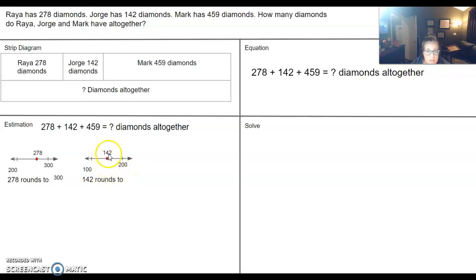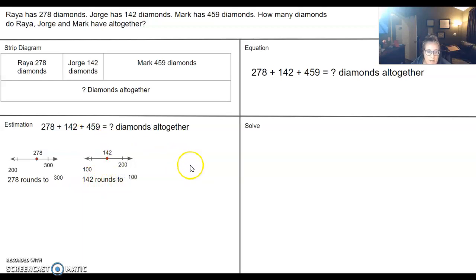Now 142 is kind of tricky because it's pretty close to the middle. It's not exactly in the middle, but it's close. But is 142 closer to 100 or is 142 closer to 200? That's right, it's closer to 100, just barely. But it's still closer to 100. So I'm going to say 142 rounds to 100.